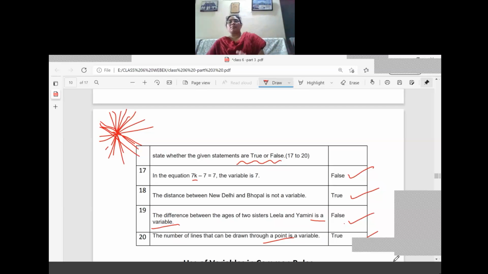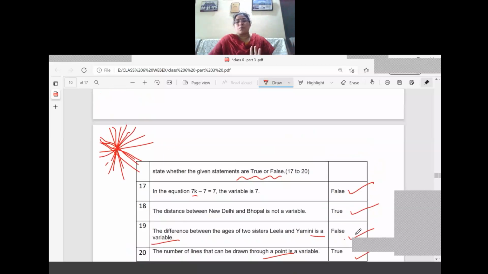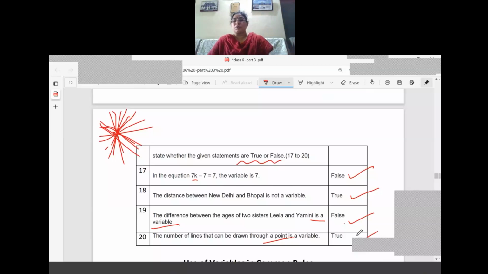So this is the concept we have learned. Based on that, today you can complete exercise 11.1, right? So exercise 11.1 is the homework for today.